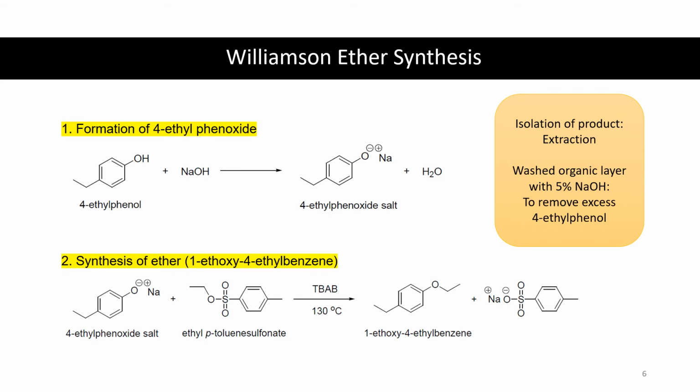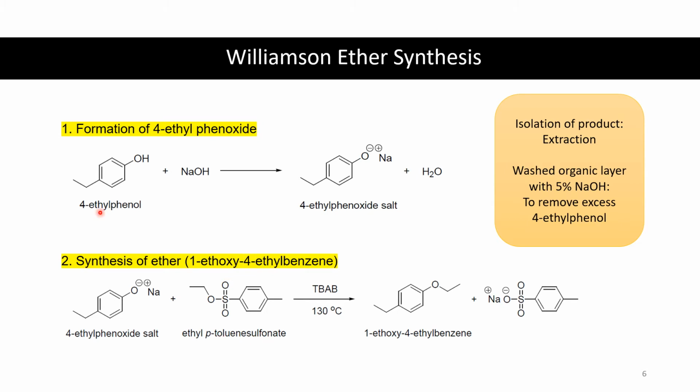Our third lab was Williamson ether synthesis, and this is a pretty straightforward lab where we use a reaction between an alkoxide or a phenoxide with alkyl sulfonate or alkyl halide in order to prepare a respective ether. So practice predicting the resulting ether if you're given an alkoxide or a phenoxide and an alkyl halide or alkyl sulfonate.